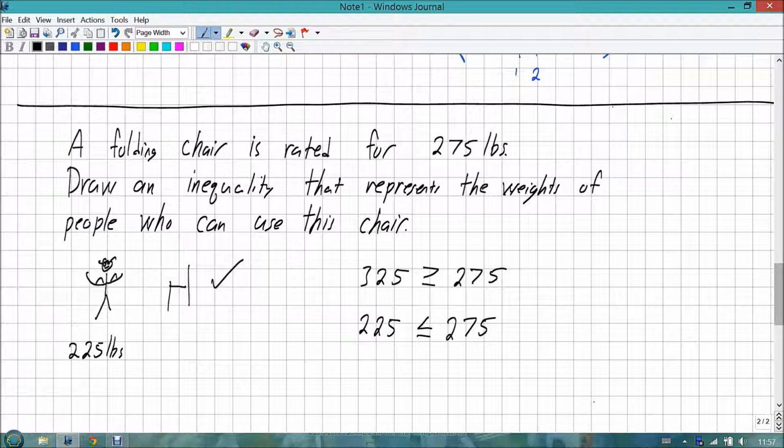Now to do this algebraically, since one of our values is changing all the time, we would use something called a variable. And the most commonly used variable is x. So I would say x. And then I'm going to say that it has to be related to the maximum weight of our folding chair, which is 275 pounds. So how do I express that I have to be less than 275 pounds? Well, you would say that x would have to be less than or equal to 275 pounds.